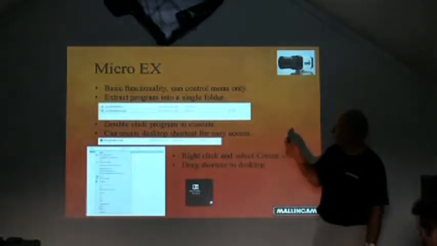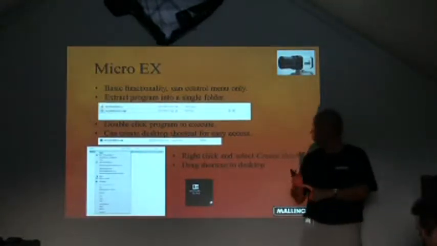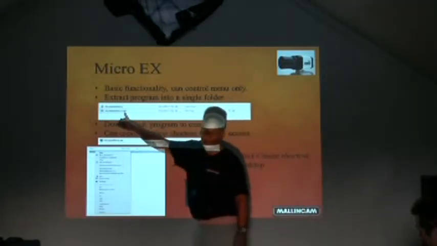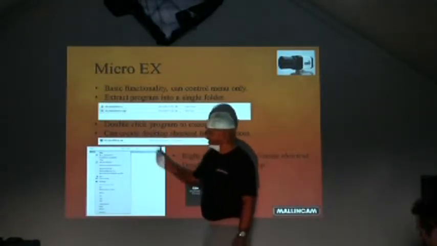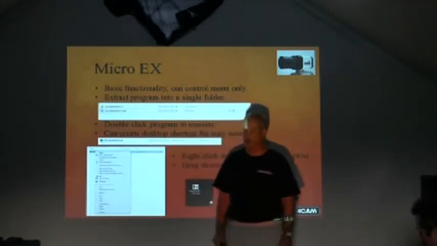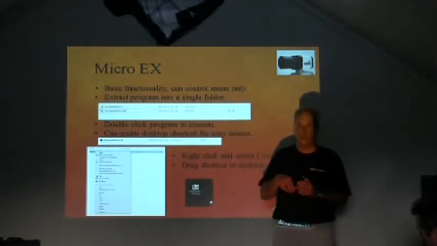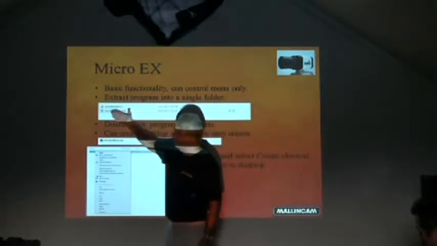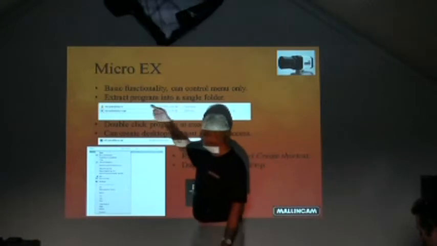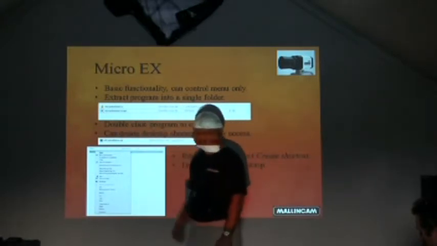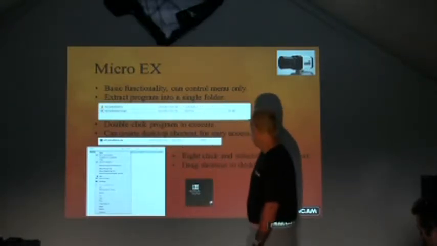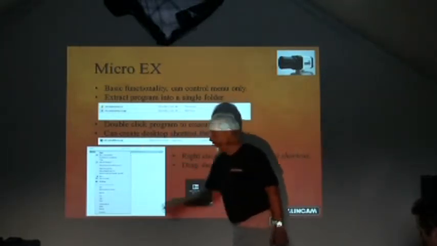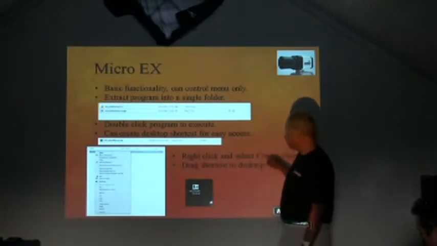So we go back to Micro EX. Basic functionality: you can control the menu only. You extract the program into a single folder. When you get the file, it's a RAR file. When you extract it, what you get is something called mcontrolled micro.exe. That's it. There's no install, there's no setup, there's nothing. So create yourself a folder, mcontrolled micro, extract that executable, and put it in there. Create yourself a shortcut. How do you do a shortcut? You right-click on the actual exe file and choose Create Shortcut.